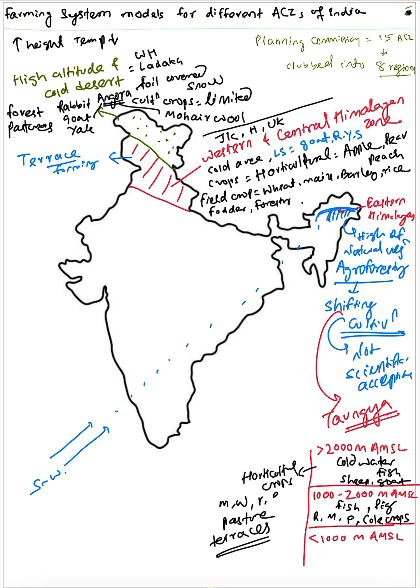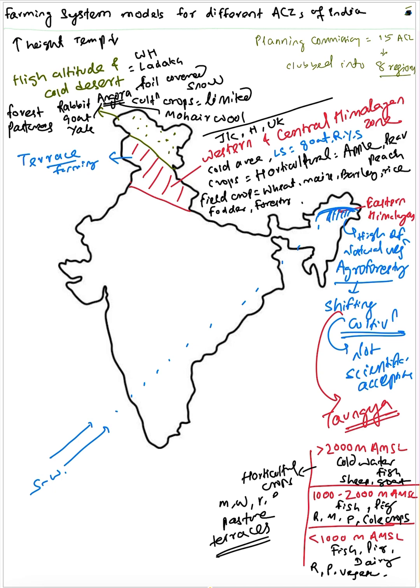Coming to less than 1000 meter above mean sea level, in these regions we can go for fish because of high water availability, and pig because of the greater demand for pig meat. We can also go for the dairy sector. Among the crops you can take rice because of water availability, then pulses, as well as vegetables. This is the major cropping system in this eastern Himalayan zone. This is the third one. Then next, coming to the fourth one.